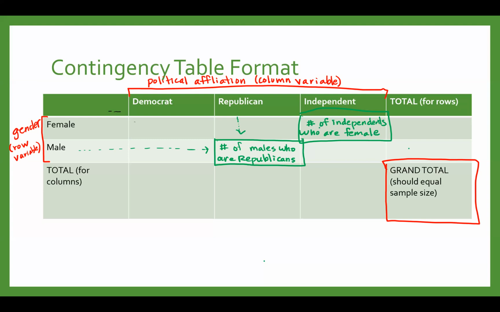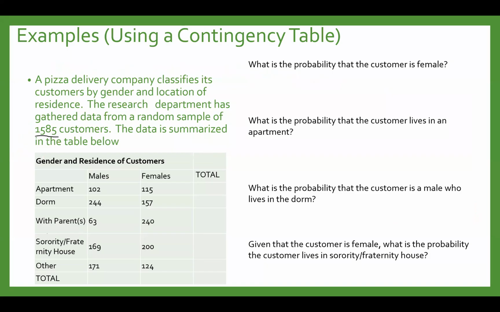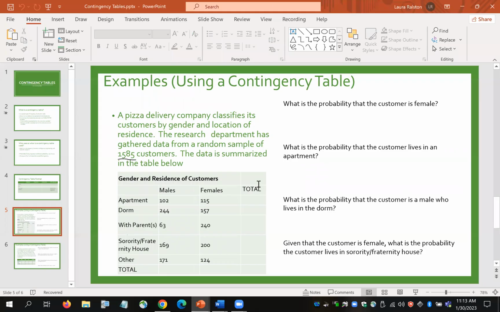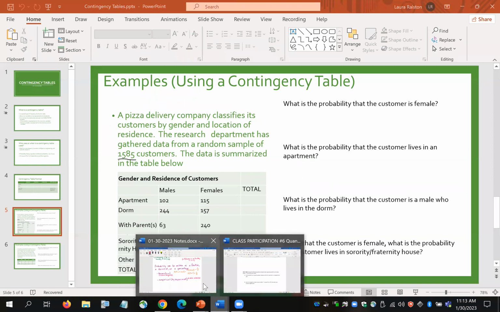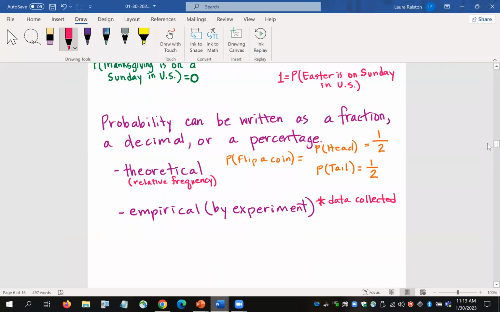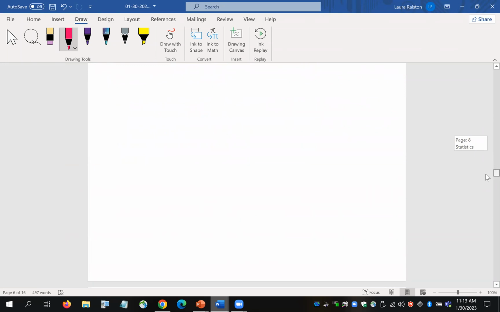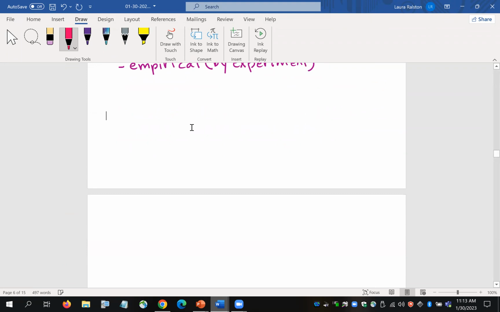Okay, so on the next two slides, I have some examples of using a contingency table. I took these examples and pasted them into our Word document so that we could take a look at them. And so I'm going to bring them up here.